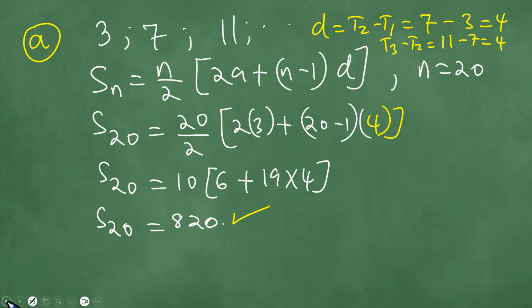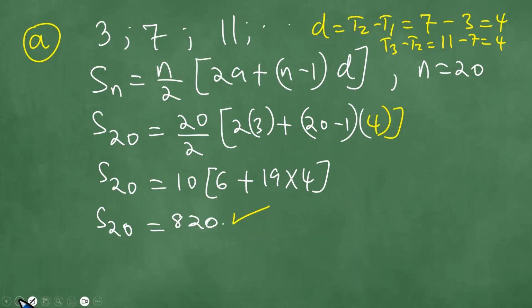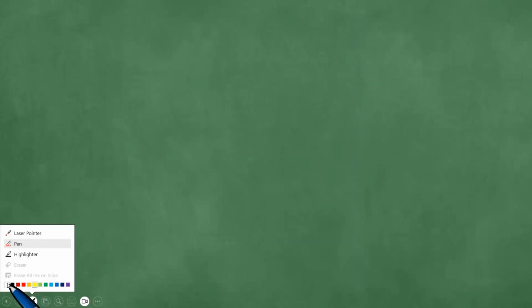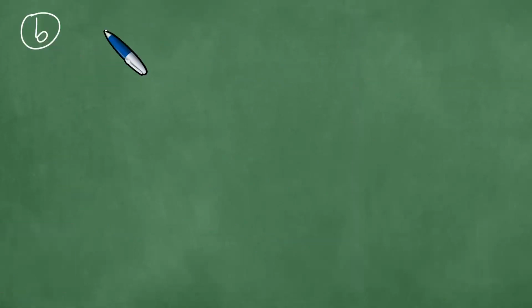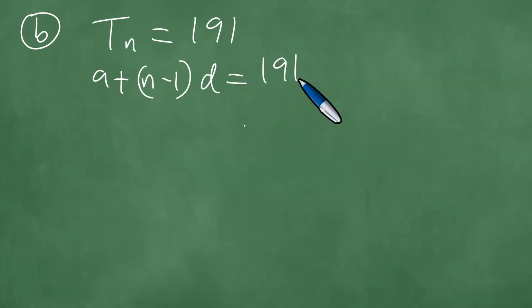Right. So obviously the question was to calculate the sum to 20 terms of the sequence. And then in B, we're saying if the nth term is 191, determine the value of n. So in other words, in part B, we're saying the nth term is 191. But what is the nth term here? What is the formula for the nth term? It is a plus n minus 1 times the common difference, which is 191.